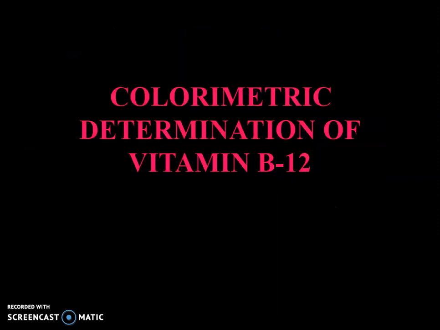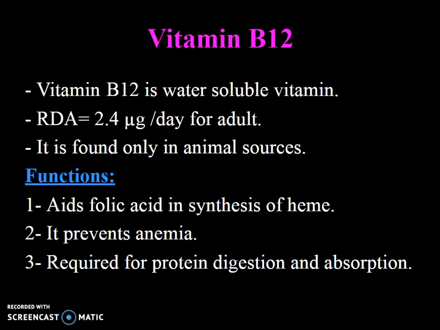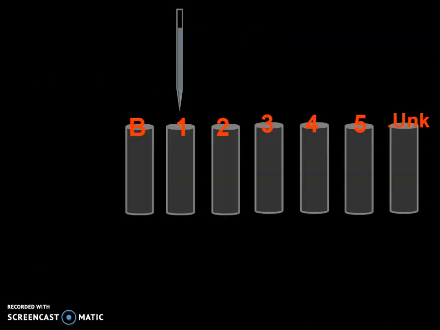Now, colorimetric determination of vitamin B12. Vitamin B12 is a water soluble vitamin, with an RDA of 2.4 micrograms per day for adults. It is found only in animal sources. Functions: it aids folic acid in the synthesis of heme. It prevents anemia and is required for protein digestion and absorption.